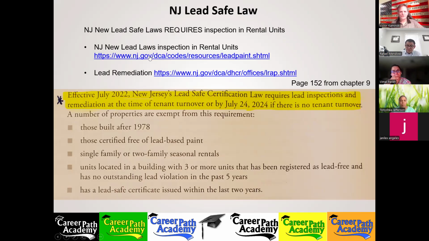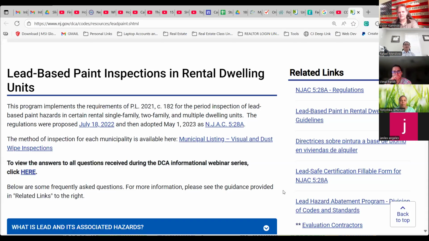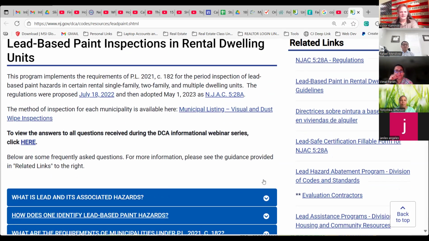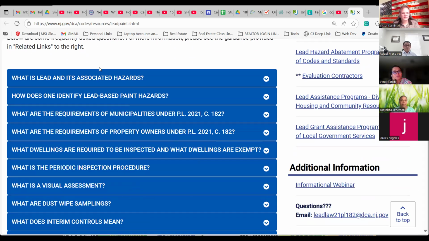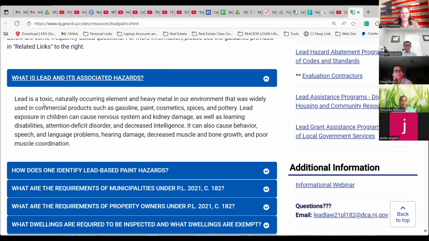So here we have the links to the New Jersey laws pertaining to the lead-based paint. They don't have a pamphlet. This is on their website. Okay, so visual and dust wiping inspections. That's for municipalities. Okay, click here to have all your questions answered and see a seminar. What is lead and its associated hazards? Lead is a toxic, naturally occurring element. All right. And any heavy metal introduced to our bodies can cause all kinds of issues.